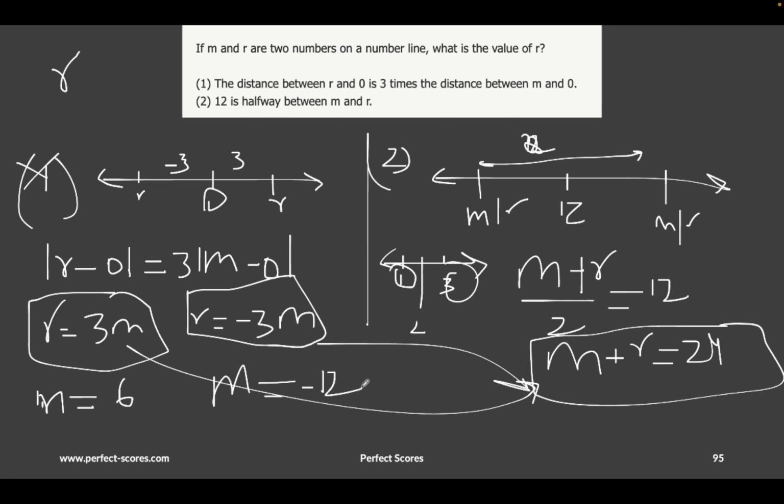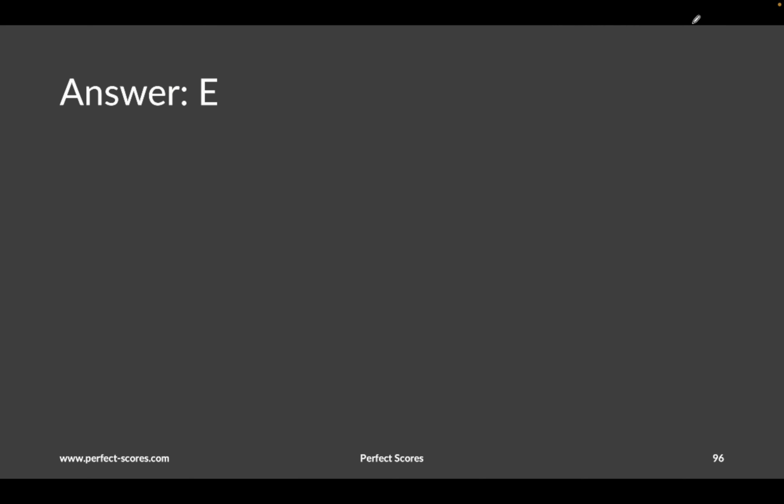And I got a simple linear equation here that will actually give me two different values of r. I can solve it. r would be 18 here, or r would be 36 here. So in both cases, I get two different values of r, which means even combining both the statements, the answer is insufficient. Hence, the answer is option E.